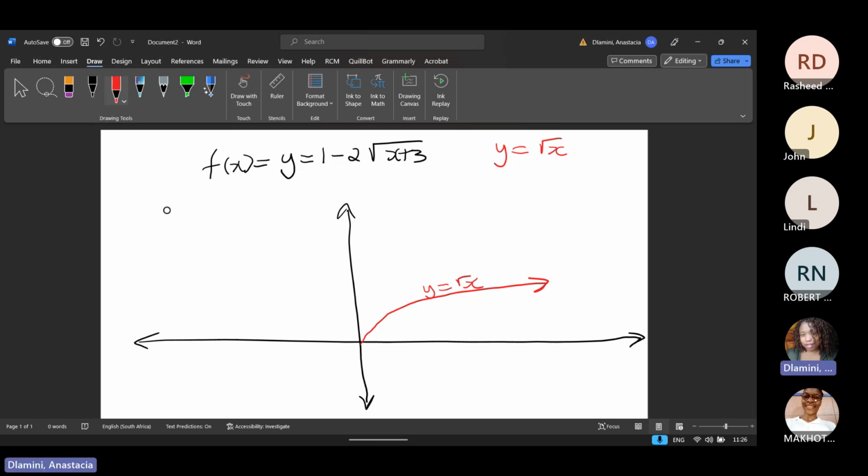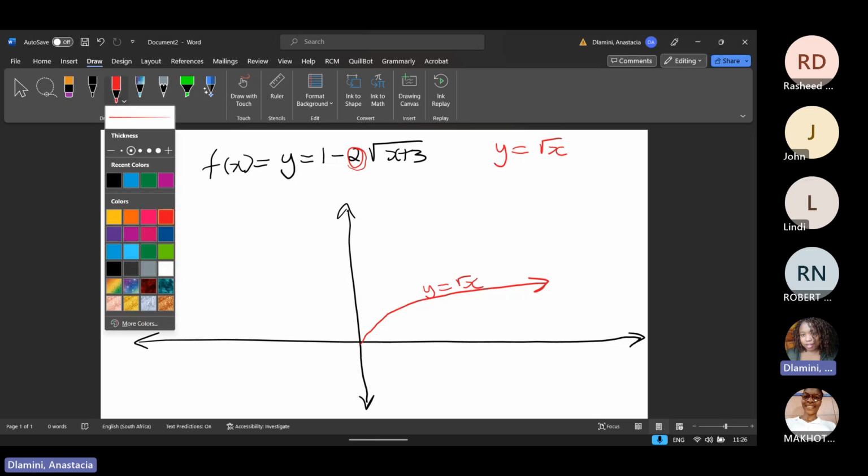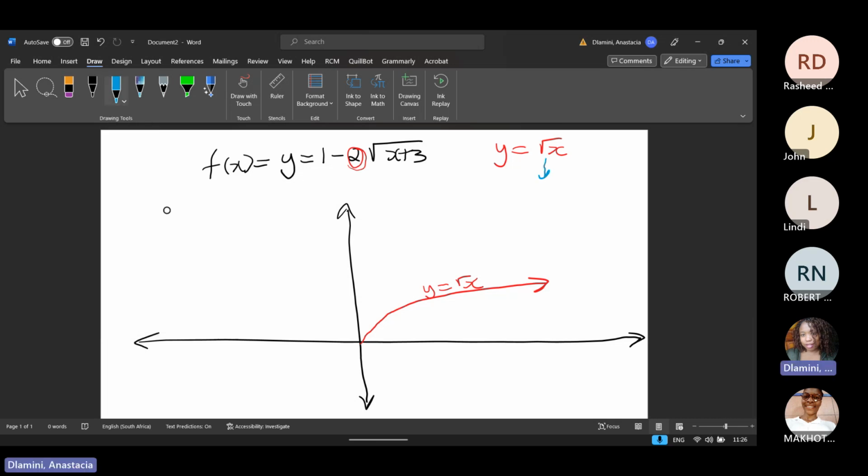Now, this 2 over here means that you have stretched the graph vertically by 2 units, right? To understand that, you have to go to the previous video and check your notes. If you say you have stretched the graph vertically by 2 units, it means that you took this function, the parent function, and multiplied it by 2. So this became y = 2 square root of x.